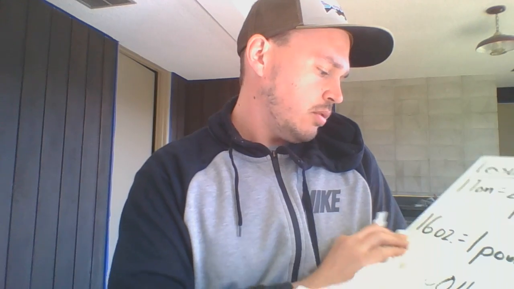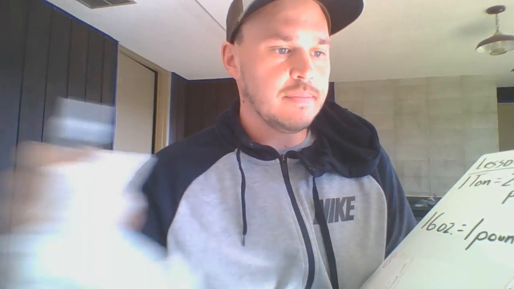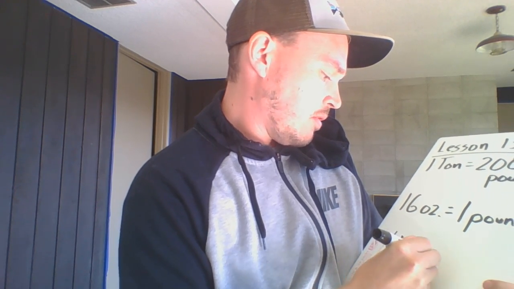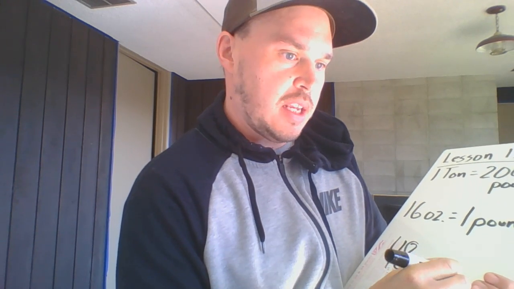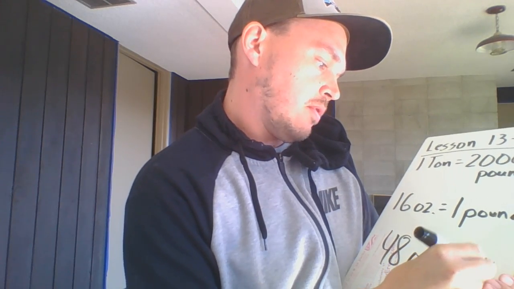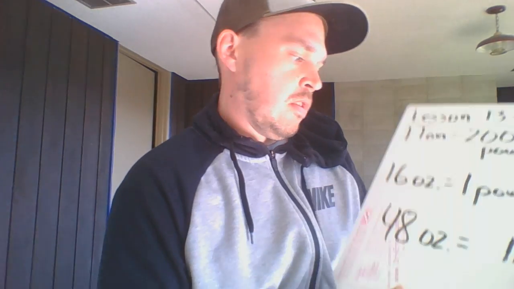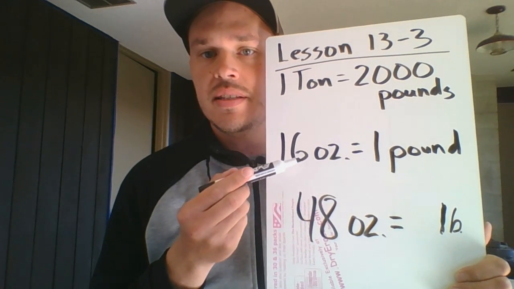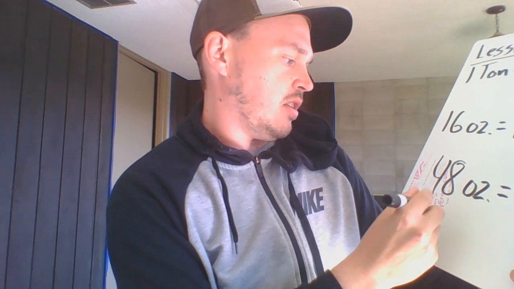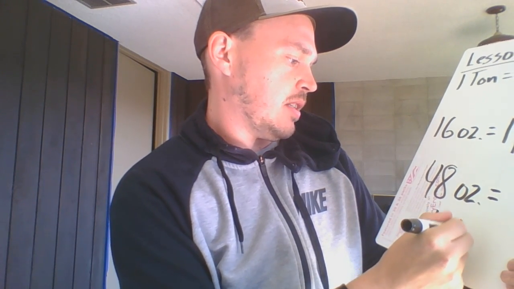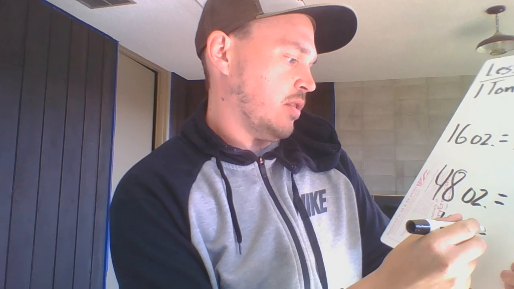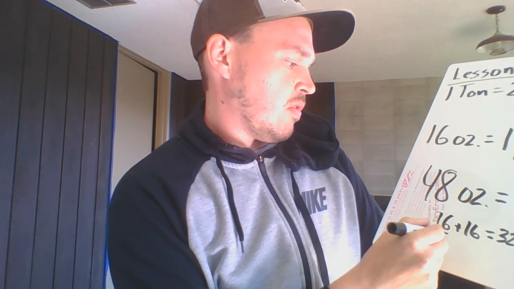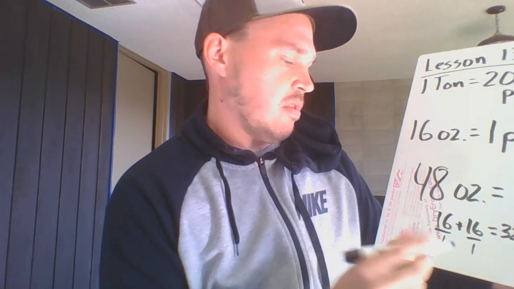Okay, number 2, I'm on page 310. You're going to have 48 ounces equals how many pounds? You know that 16 ounces equals 1 pound, so one thing you could do is 16 plus 16, that equals 32 ounces. So that's 1 pound, that's 1 pound.